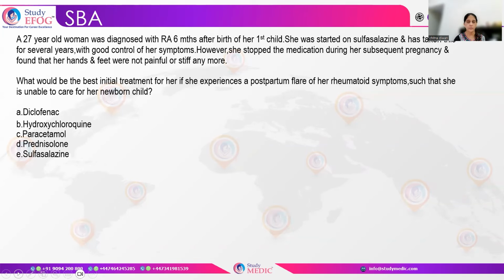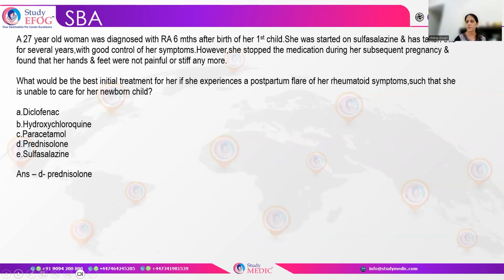Now, in the postpartum, if she has a flare and she's not able to look after her newborn child, which is the drug of choice that you would want to start? Choices are diclofenac, hydroxychloroquine, paracetamol, prednisolone, or sulfasalazine.